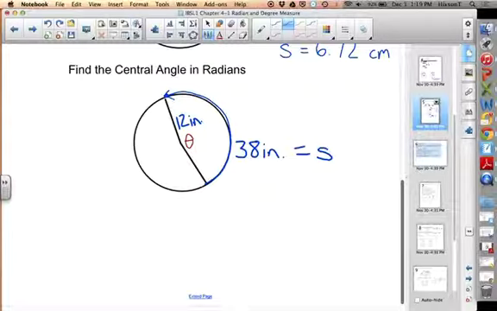But let's take a look at how we would find theta in this case using our proportion. We asked for it in radians, right? So we would put theta over 2 pi, 2 pi for radians, if it was in degrees it would be 360. And then that's going to equal our arc length over the circumference. Well, we know the arc length is 38 inches. What's our circumference here? 2 times pi times 12, which is 24 pi.